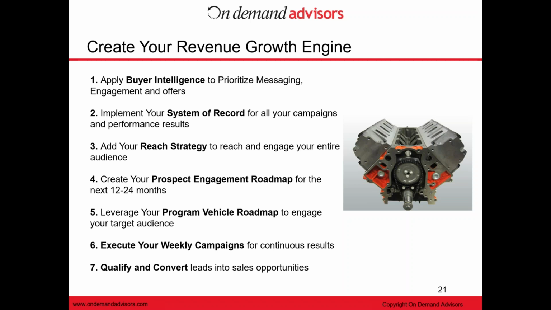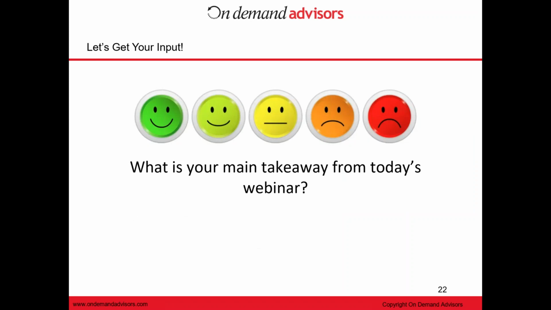Number 3 is having a reach strategy and laying that out. And number 4 is this really fantastic prospect engagement roadmap that we've talked about in creating the right offers and then using the right vehicles in number 5 to reach that audience. 6 is persistence and having that discipline that says we're going to create and execute these campaigns every week, every month, every quarter, and then qualifying those interests into true opportunities for your sales organization. So that's really creating the sales and revenue growth engine for your company.